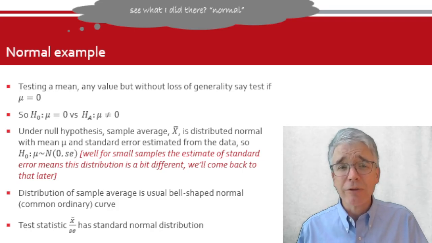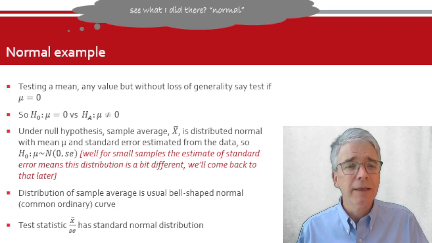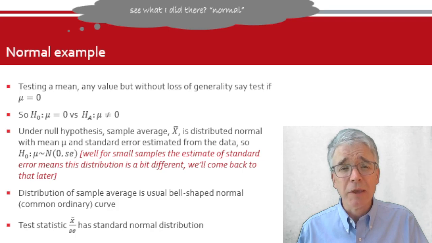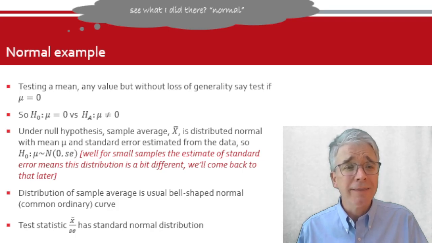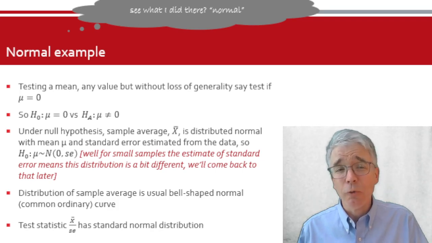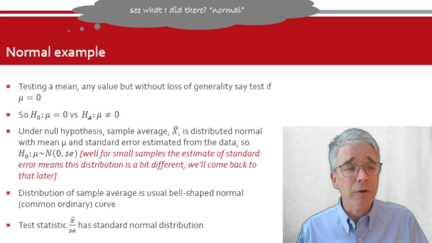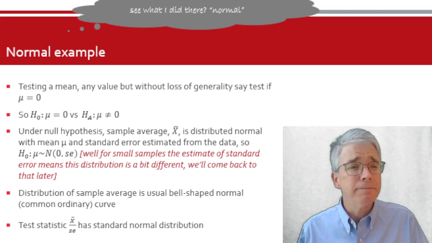Sample average is going to have our usual bell-shaped normal distribution around the true value under the null hypothesis. That's part of why the normal distribution is called normal, because it's so common. If I divide my estimate of the mean, x bar, by its standard error, then that ratio is going to have a standard normal distribution. Under the null hypothesis, it's going to have a mean 0 and a standard error of 1.